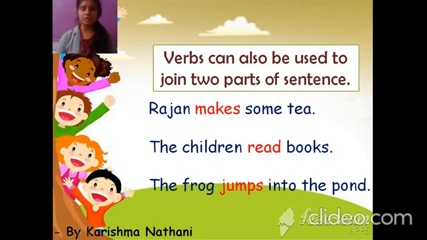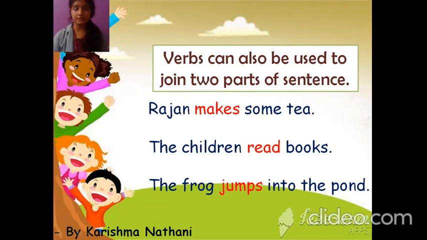Same with the second one: the children and books are two different parts, and read is a verb which joins them. The children read books. Third one is the frog and into the pond. They are two different parts and jumps is a verb which joins them. The frog jumps into the pond. Here you can see makes, read, jumps are verbs.